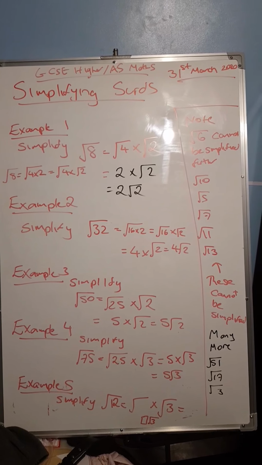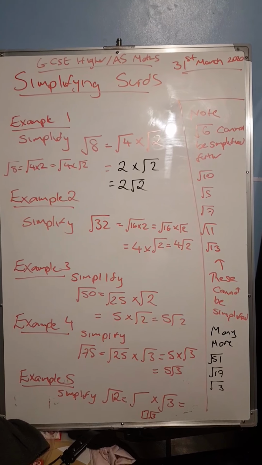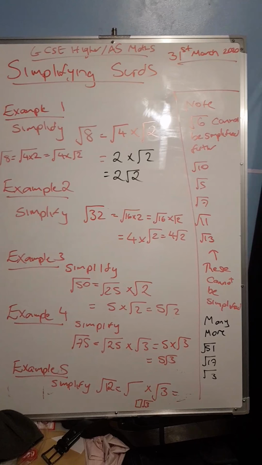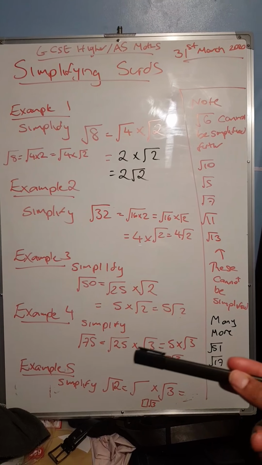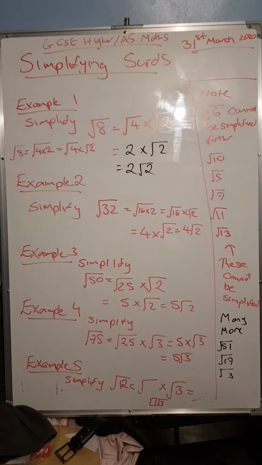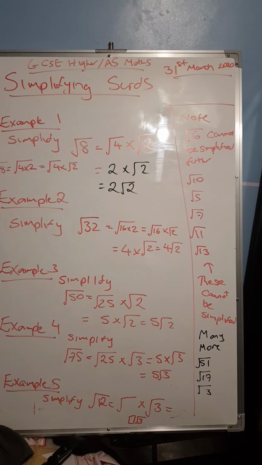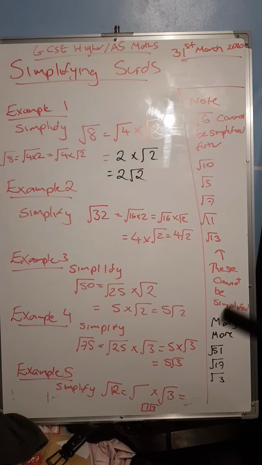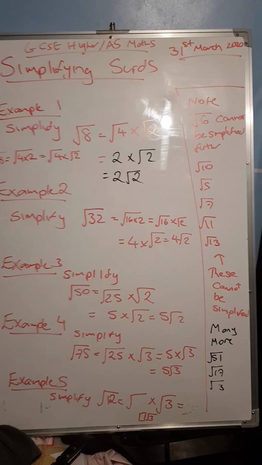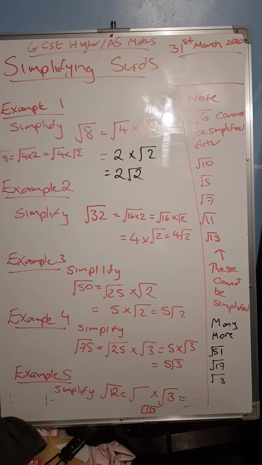Last 3 examples. Simplify root 50. Root 25 times root 2 would be 5 times root 2, which is 5 root 2. Root 75 will be root 25 times root 3, which is 5 times root 3, which is 5 root 3. And lastly, I want you to have a go at this: root 12 can be simplified to something times root 3. I want you to fill in the gaps, and I will put the solution in the comments section tomorrow.